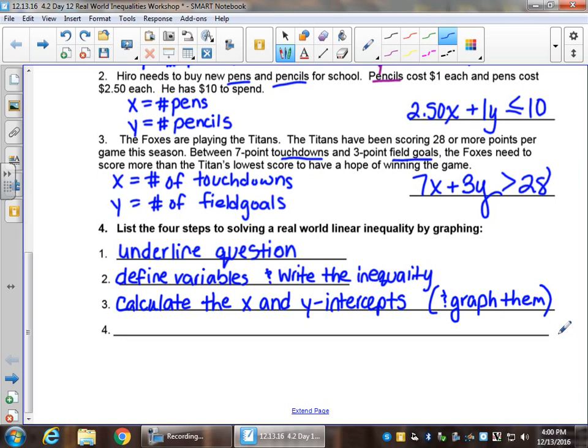Once I have my intercepts, I can create my line, but now we need to figure out how to shade. Think, how do we know how to shade? Again, we've had a pretty solid, consistent strategy of checking. So check 0, 0 to know which side to shade.